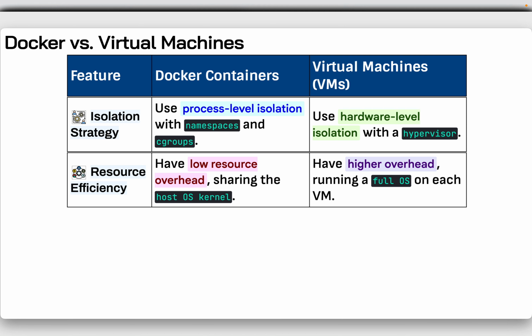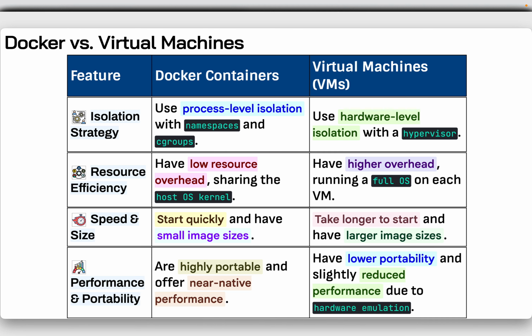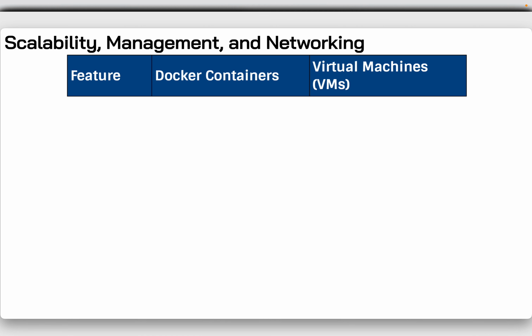on each VM. Docker containers start quickly and have small image sizes, while VMs take longer to start and have larger image sizes. Containers are highly portable and offer near-native performance, while VMs have lower portability and slightly reduced performance due to hardware emulation. Next is scalability, management, and networking.